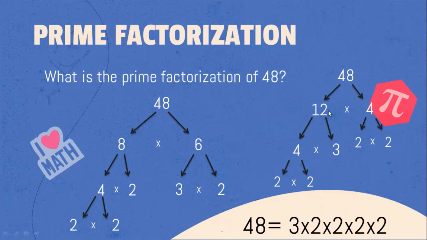12 has factors 4 times 3. 3 is a prime number already. Then we will be looking for the prime factors of 4. That is 2 and 2. That's why our final answer is 3 multiplied by 2 multiplied by 2 multiplied by 2. That is the prime factorization of 48.